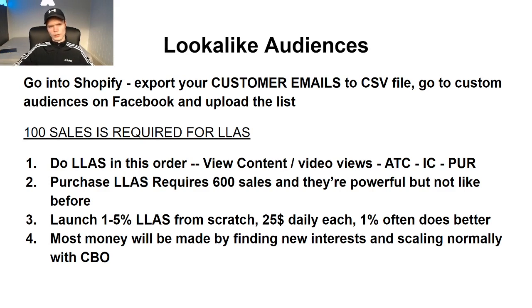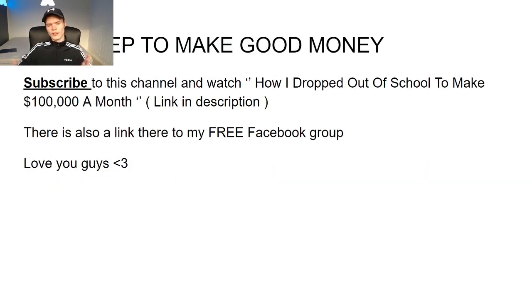In lookalike, I usually run $25 a day each. I don't run any CBOs. I've seen it work though. I've tried it, but I usually don't really run it in CBOs. Most of the money will be made by finding new interests and scaling normally with CBO, but you could also scale perfectly fine without CBO. And that's going to be it, guys.